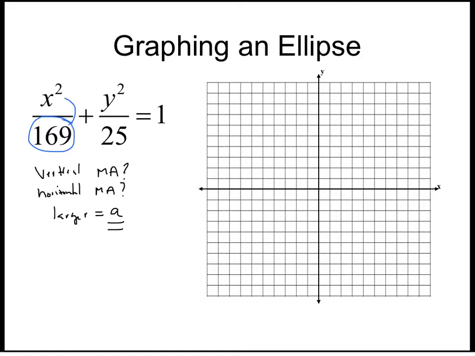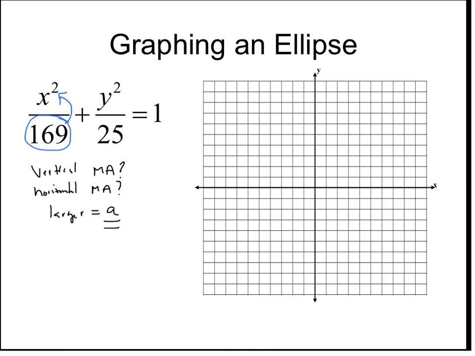Well, that is underneath the x. So what this tells us is that because it's underneath the x, it's going to be longer in an x direction. So it's going to be longer this way, and that is horizontal. So I know I'm dealing with a horizontal major axis. That's something that's important to be able to distinguish, not so much when we're given the equation, but definitely going from a description to an equation.